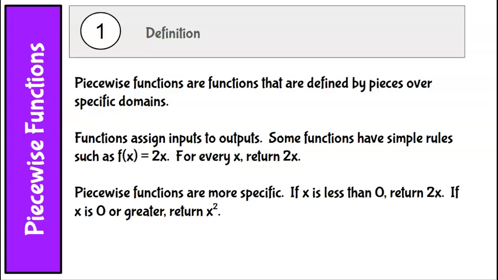Functions assign inputs to outputs. Some functions have simple rules, such as f of x equals 2x. For every x, you're going to return 2x. Piecewise functions are more specific. So if x is less than 0, we're going to return 2 times x. But if x is 0 or greater, we're going to return x to the second power. That's a piecewise function where it's defined for different pieces of what x is. You're going to use a different rule.